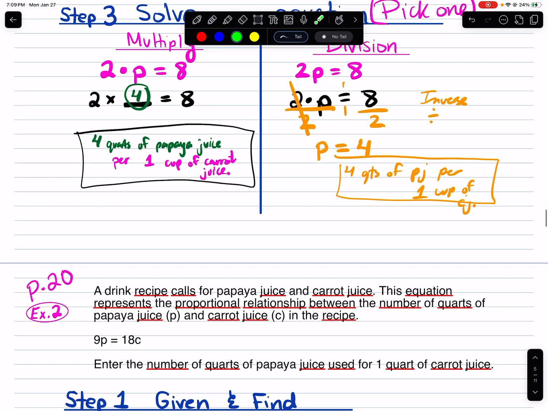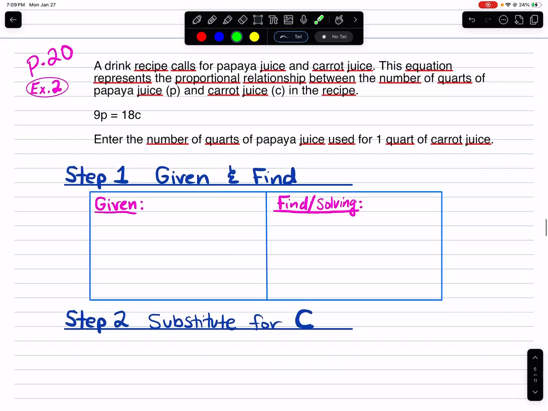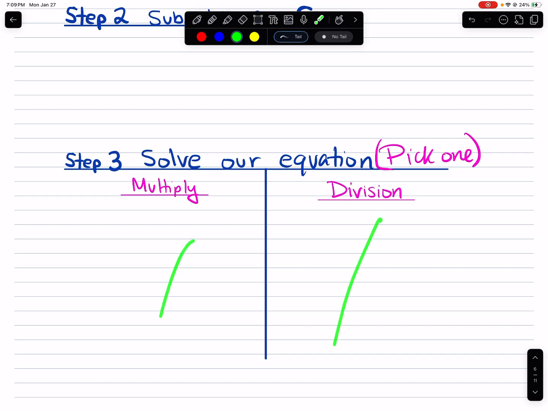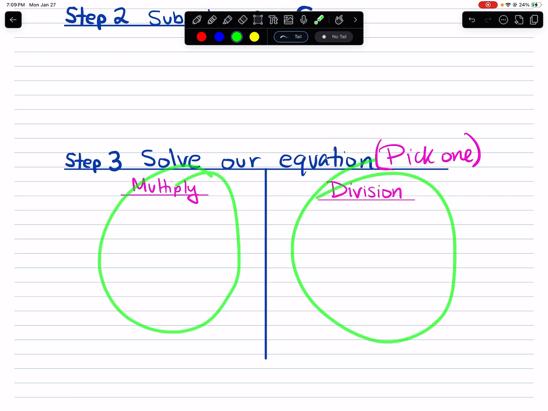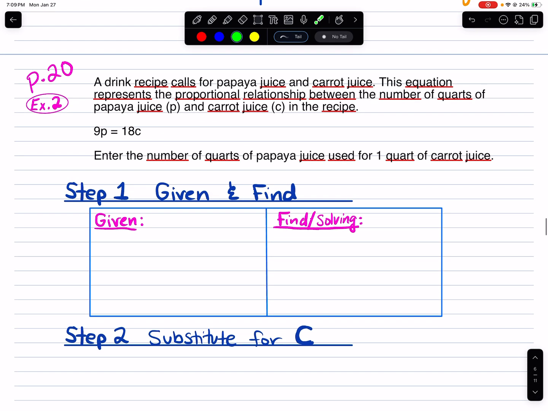On example 2, you're going to have a turn. Do not do both of these. Pick one. If you want to multiply, multiply. If you want to divide, pick one. And go from there. You're going to work on example 2. Try it on your own. See if you can do it. Pause the video. See if you can.